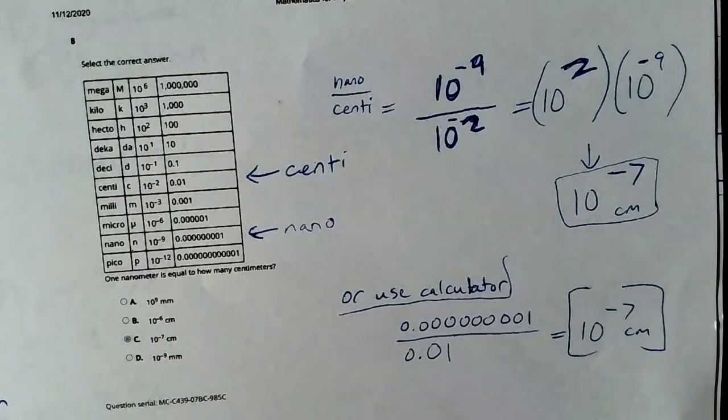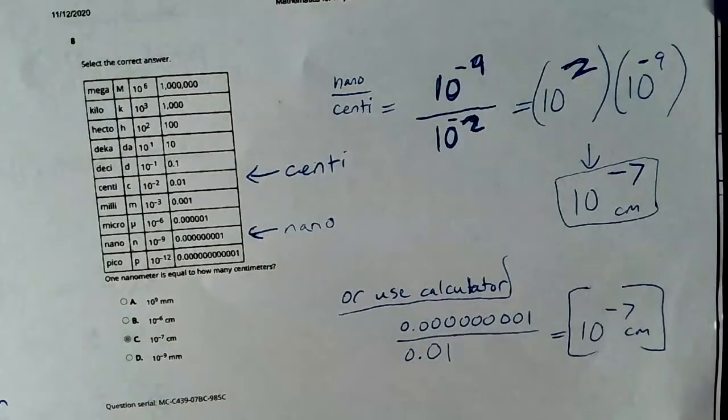And then it'll ask you, well, what's 1 nanometer compared to a centimeter? 1 nanometer is equal to how many centimeters? So we're putting how many nanometers go into centimeters. So we'll have nano over centimeter, and then you'll put the number next to that prefix. Okay, so nano over centi, we'll have 10 to the negative 9 divided by 10 to the negative 2.